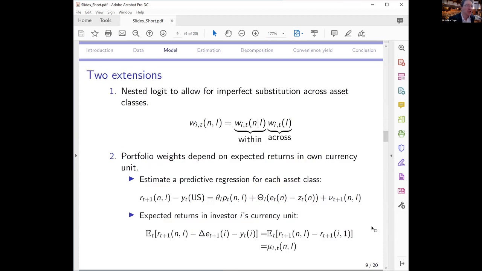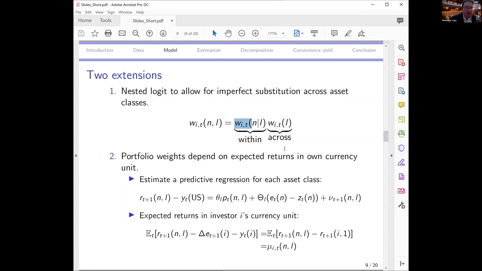Now, relative to our 2019 paper, we did two extensions. One is because there's different countries and different asset classes, we use a nested logit structure, which is essentially the portfolio weight in country N in asset class L is the within-asset-class portfolio weight times the portfolio weight in the overall asset class. And we can use the nested logit structure to model the within and the across portfolio weights.